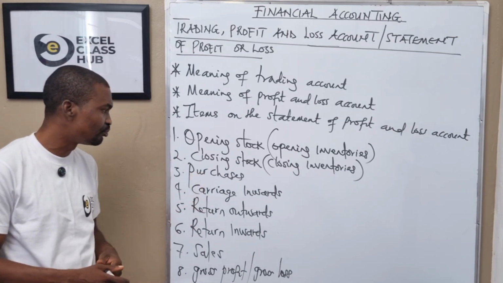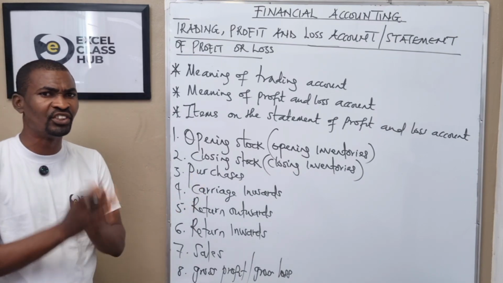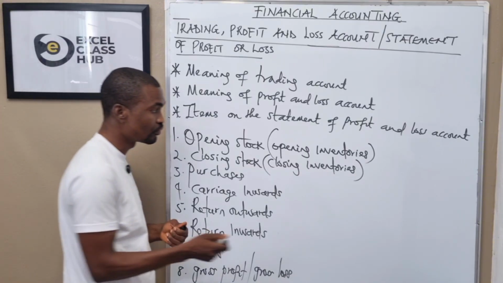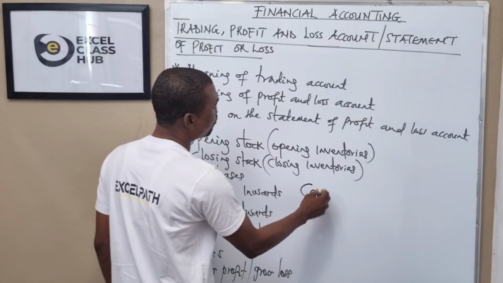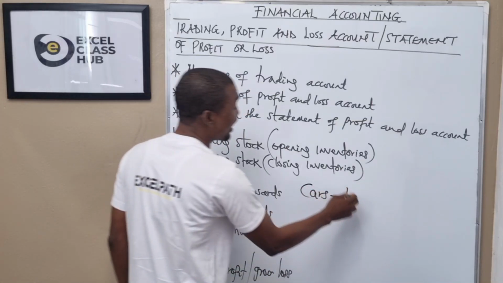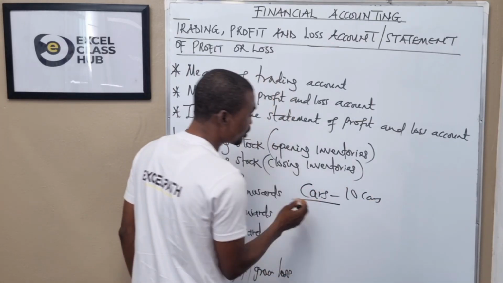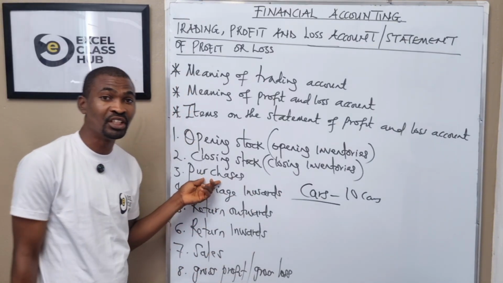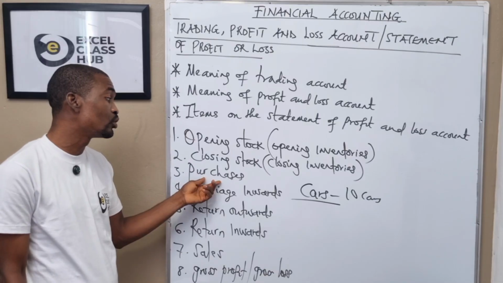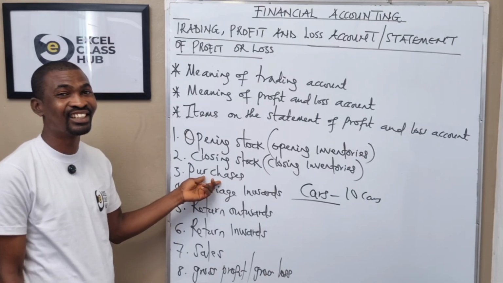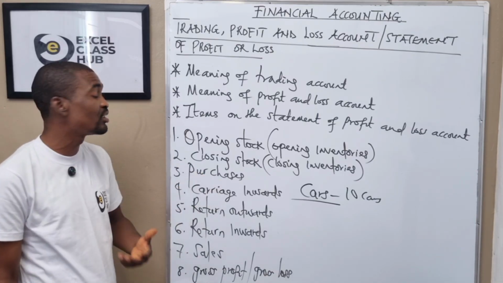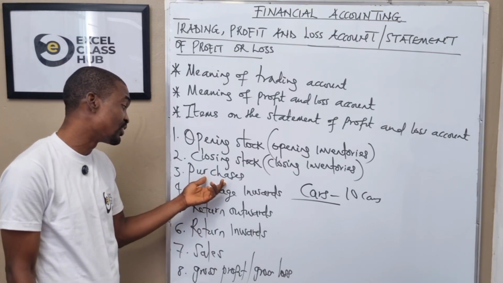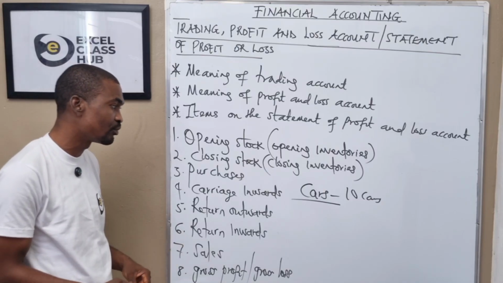Then you have purchases. Purchases are items bought for resale. Let's assume that you are selling cars. You import cars for sale, and you import 10 cars. The amount that you spent on importing the cars serves as purchases. It includes both cash and credit purchases. Provided the items are being bought for resale, then we categorize it under purchases.